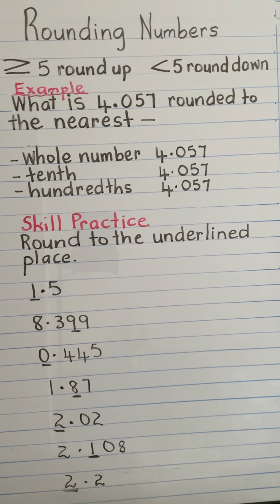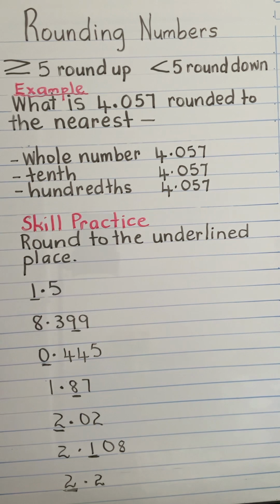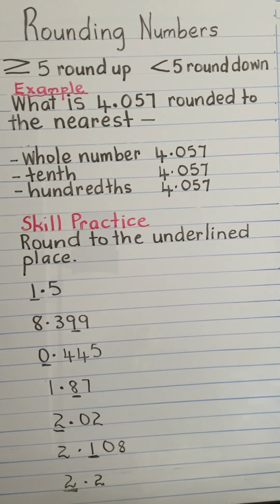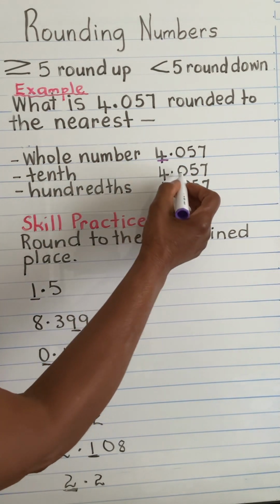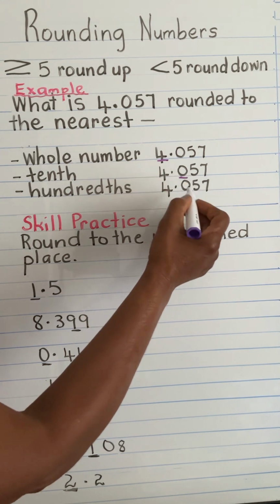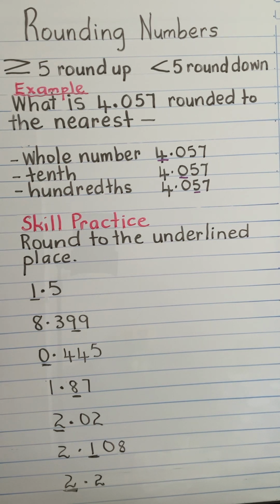What is 4.057 rounded to the nearest whole number, tenth, and hundredth? So we're going to round to the nearest whole number, which is this place, the nearest tenth, and the nearest hundredth. Okay, so 4.057 to the nearest whole number.